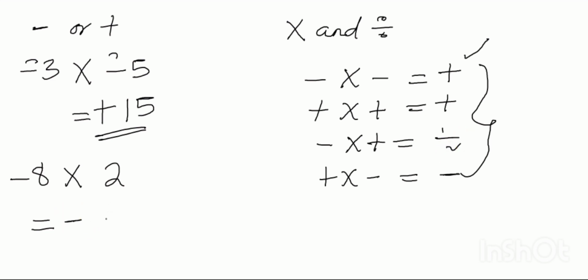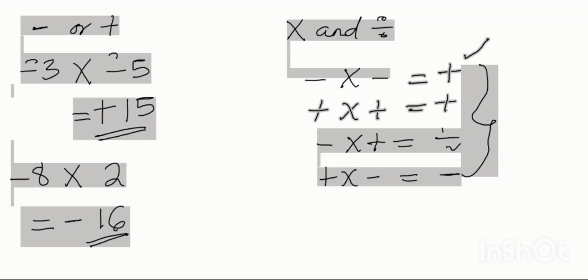So I have negative as my answer, and then 8 times 2, I have 16. So it becomes very easy for you to find your way through this kind of problems if you understand this concept. Let's do 2 more questions there on multiplication.